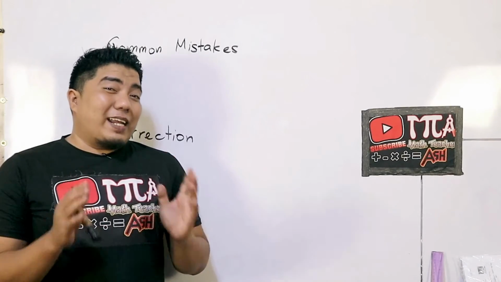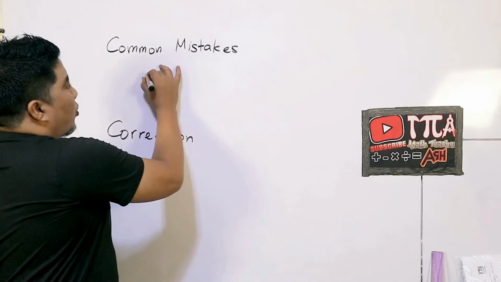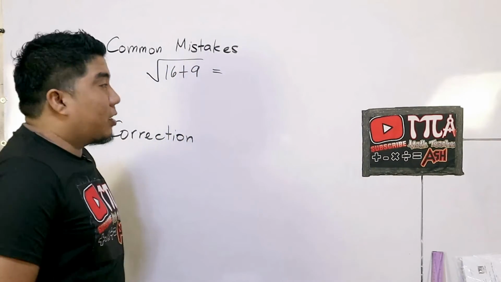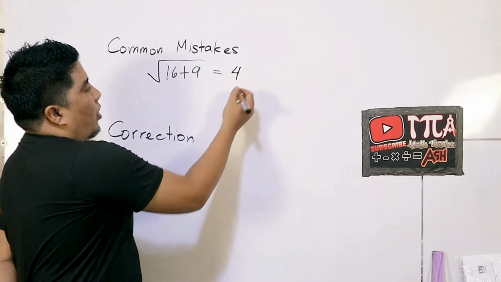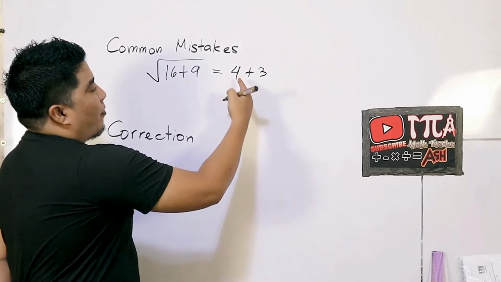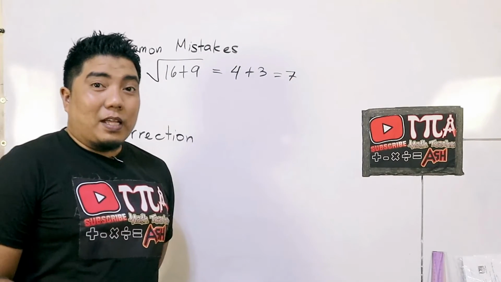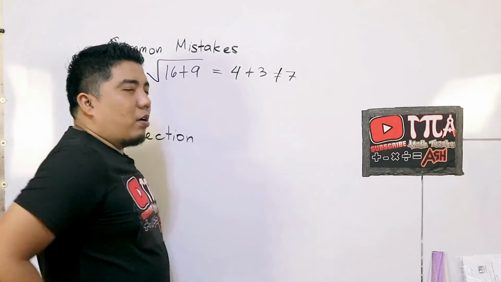Okay, my dear math learners, for the next mistake, basically this is a radical expression. So if we have the square root of 16 plus 9, some of the students get the square root of 16, and that is 4. They get the square root of 9, and that is 3. Simplifying them, 4 plus 3, the answer is 7. Is that correct? Sorry to tell you, but that is wrong.